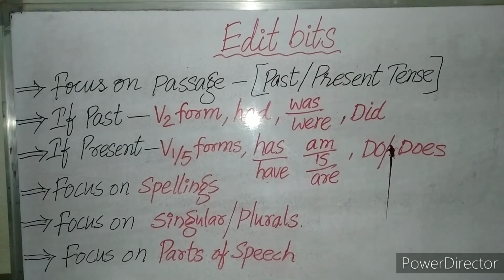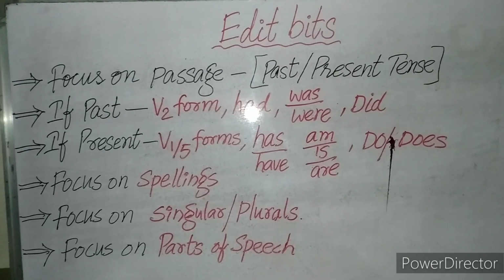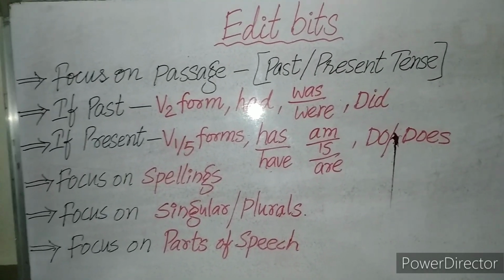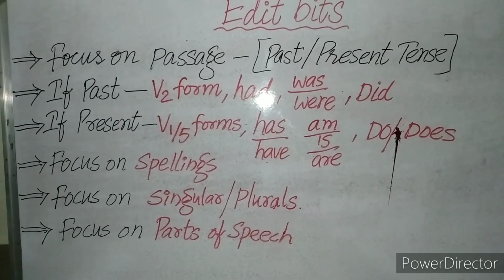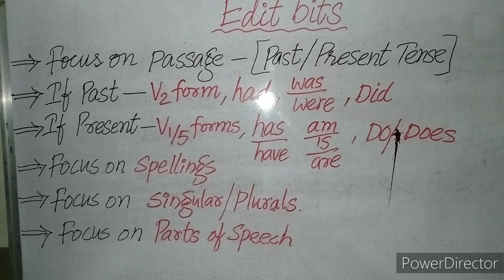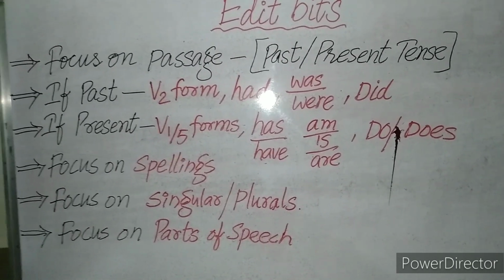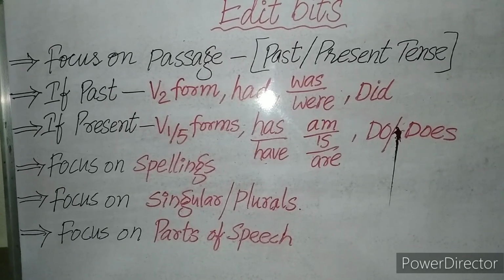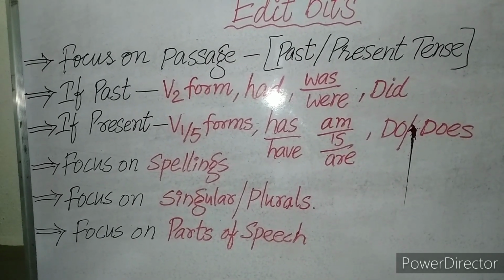Children, if you want to score good marks in edit bits, you have to follow these 6 points compulsorily. Suppose you want to solve edit bits; the very first point is that when they give you a passage, you must focus on whether the passage is in the past tense or present tense.